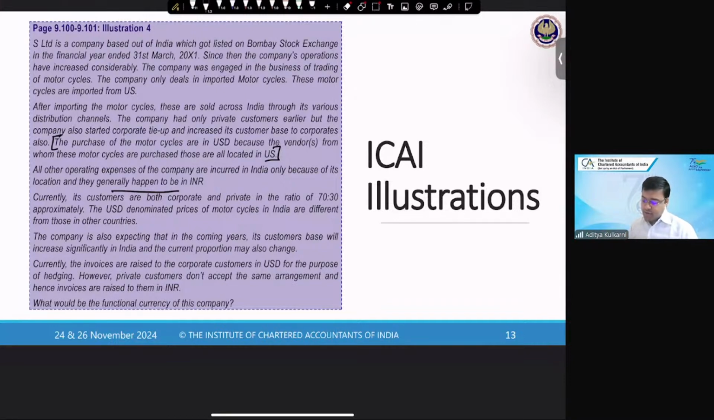Currently, its customers are both corporate and private in the ratio of 70 to 30 respectively. Prices of motorcycles in India are different from those in other countries. The company also expects that in coming years, its customer base will increase significantly in India. Currently, invoices are raised to corporate customers in USD for the purposes of hedging. However, private customers don't accept that, and hence invoices are raised to them in INR. What would be the functional currency of this company? It would be INR.